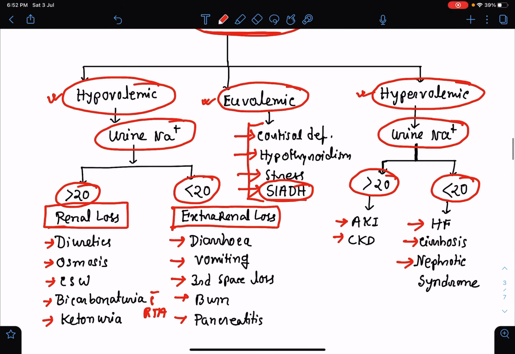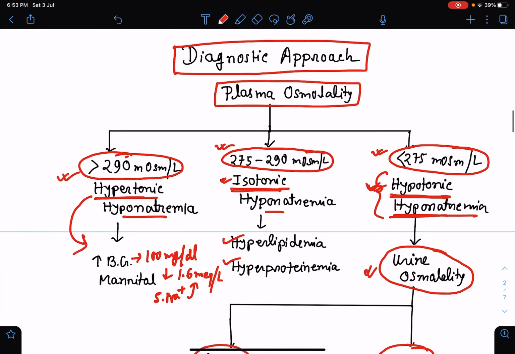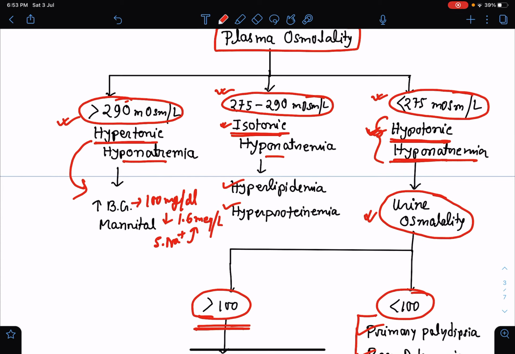So this is all about the diagnostic approach to a patient with hyponatremia. Again, first we look at plasma osmolality. If it is more than 290, it is hypertonic hyponatremia. Between 275 and 290, it is isotonic hyponatremia. Less than 275, it is hypotonic hyponatremia. Hypertonic hyponatremia may be due to increased blood glucose or use of mannitol. Isotonic, as I have already discussed, is due to hyperlipidemia or hyperproteinemia.